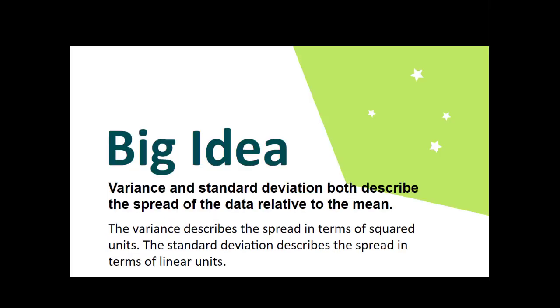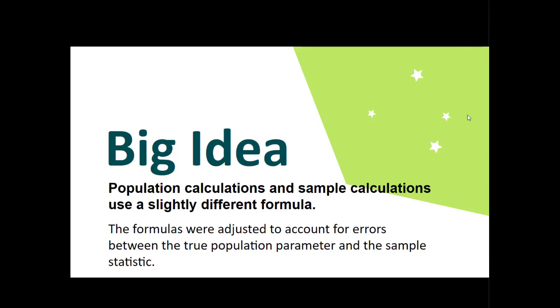So what's the big idea? Today's big idea is that variance and standard deviation both describe the spread of the data relative to the mean. The variance describes the spread in terms of squared units, and the standard deviation describes the spread in terms of linear units. Depending on whether you're working with a population or a sample, you will use a slightly different formula. The purpose of having two different formulas is to adjust for errors between the true population parameter and a sample statistic. So that's it for today.